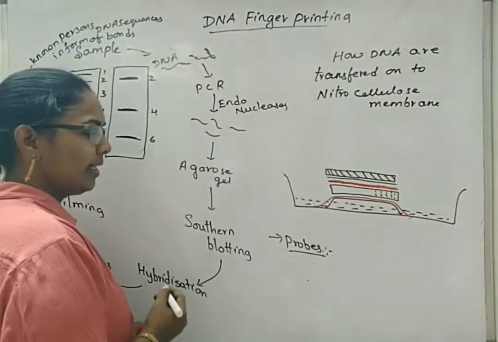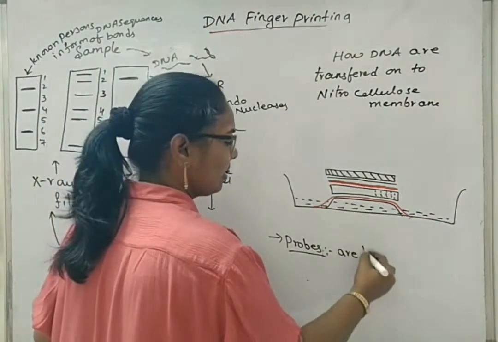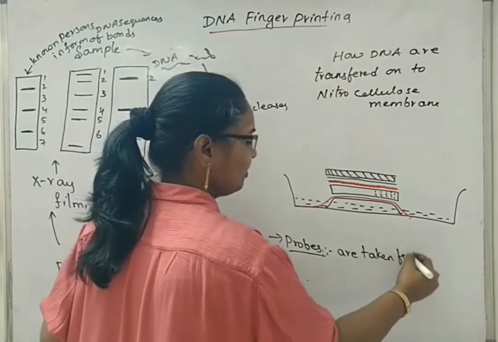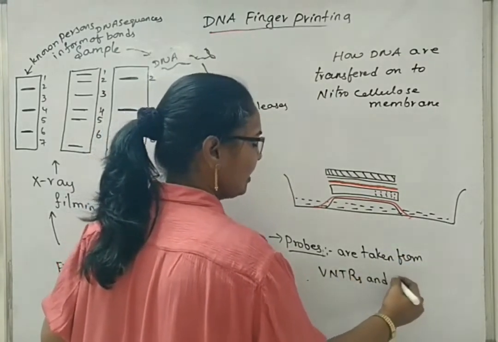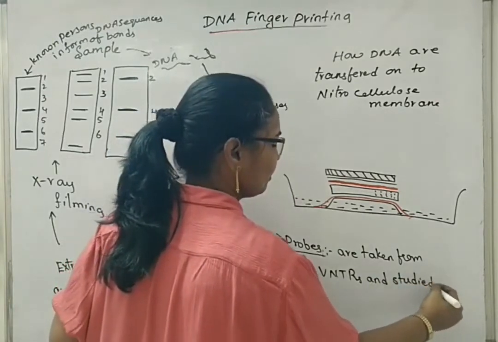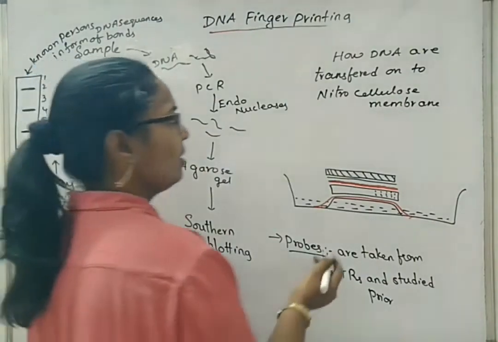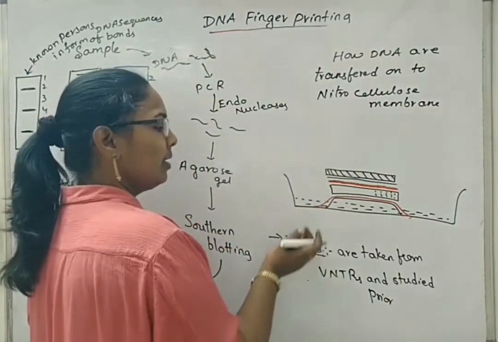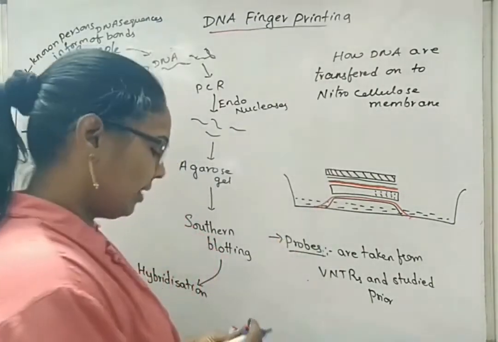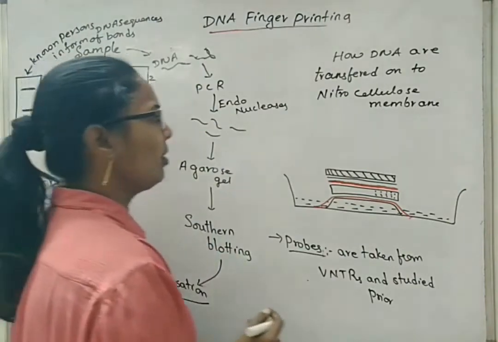The probes that are taken during the hybridization method are taken from VNTRs and studied prior. The gene sequence of these probes is well known. Now, how are these probes added onto nitrocellulose paper for having complementarity with that of DNA? That method is called hybridization, that we do after Southern blotting.